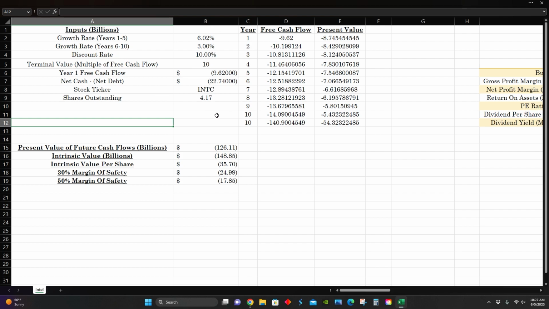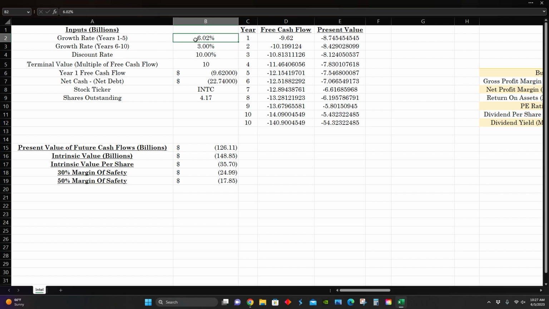And so right here, this is a discounted cash flow model to figure out the intrinsic value per share for Intel. They're estimated to grow at 6% for the next 5 years. They had a negative free cash flow of $9.6 billion in their most recent full year. They have a net debt position of $22 billion on their balance sheet and 4 billion shares outstanding. And so as a result, with the discounted cash flow model, if you put in a negative free cash flow metric, then the model is going to end up producing a negative intrinsic value per share.